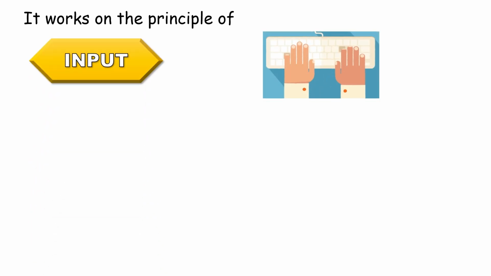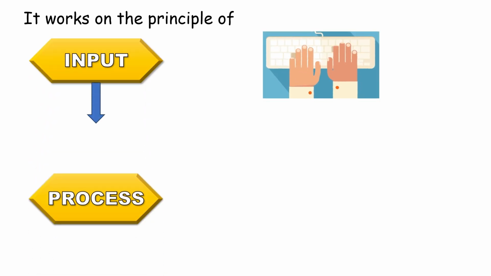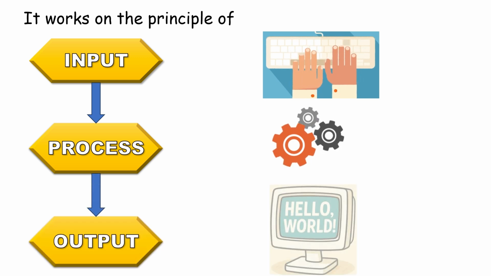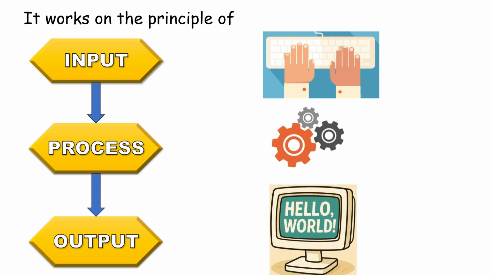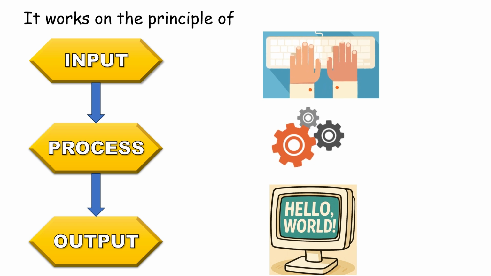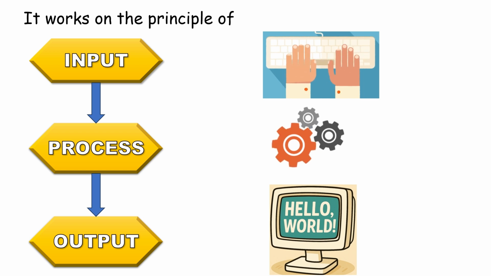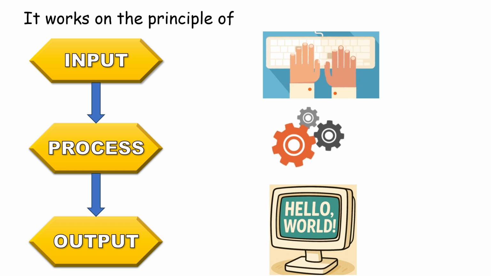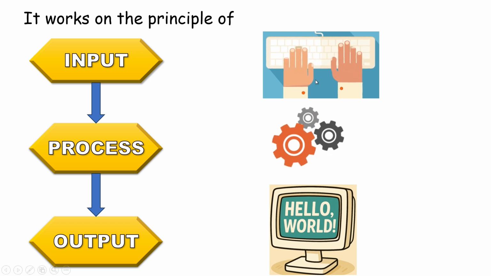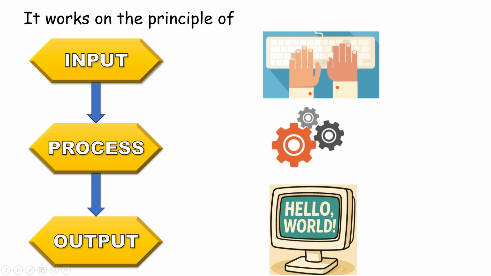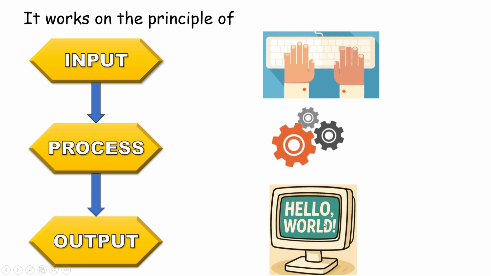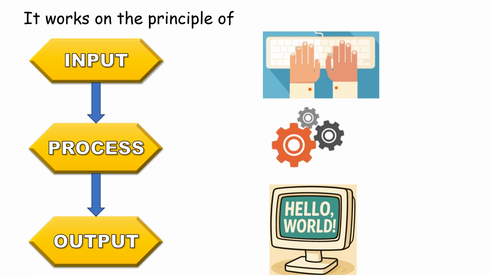A computer works on the principle of input, process, output. The data which we give to the computer is called input. Like here you can see a child typing some text through keyboard. This is your input. Then you can see action being performed on your input. It is called processing. And last, you see that the text "hello world" is displayed on the screen. This is your output.